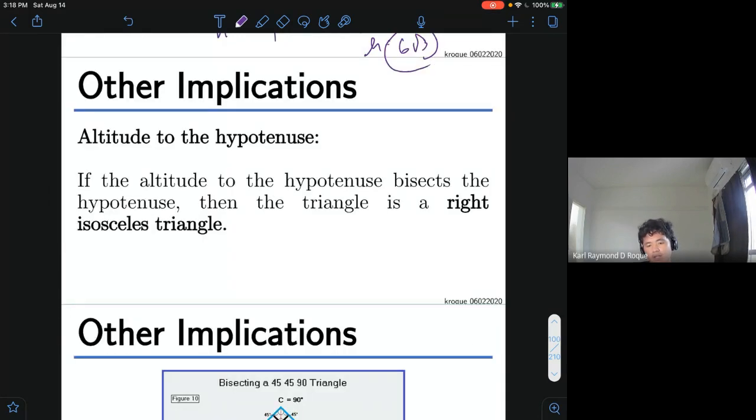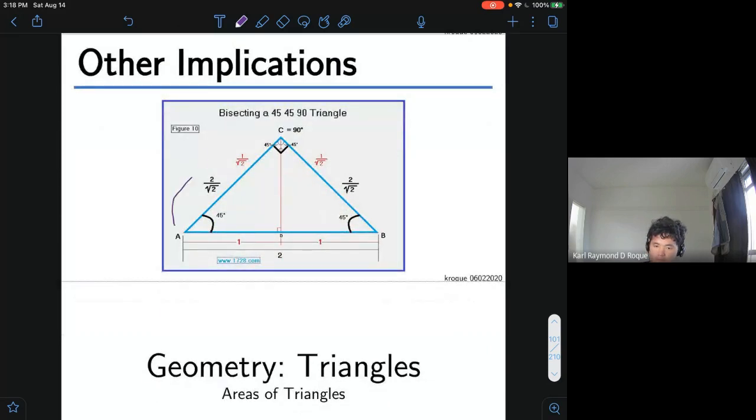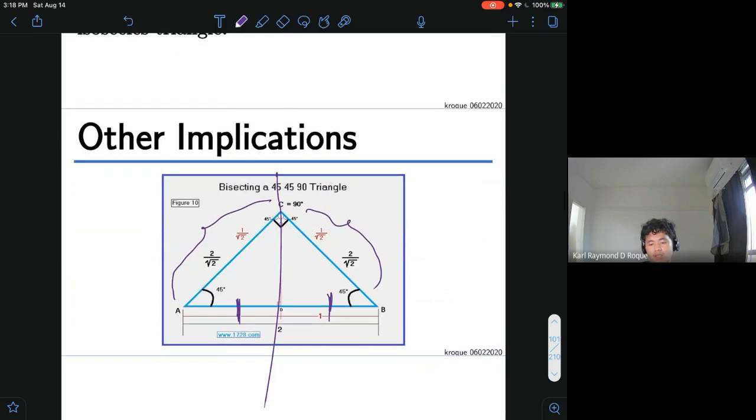Pag nag-drawing tayo ng altitude to the hypotenuse, tapos binabisect niya, yung triangle na yun is an isosceles right triangle. Pag nag-drawing tayo ng perpendicular bisector, tapos binabisect niya to, for sure, isosceles right triangle yung na-form natin. Perpendicular bisector, or altitude to the hypotenuse, bisects the hypotenuse, sure tayo yung isosceles right triangle yun.